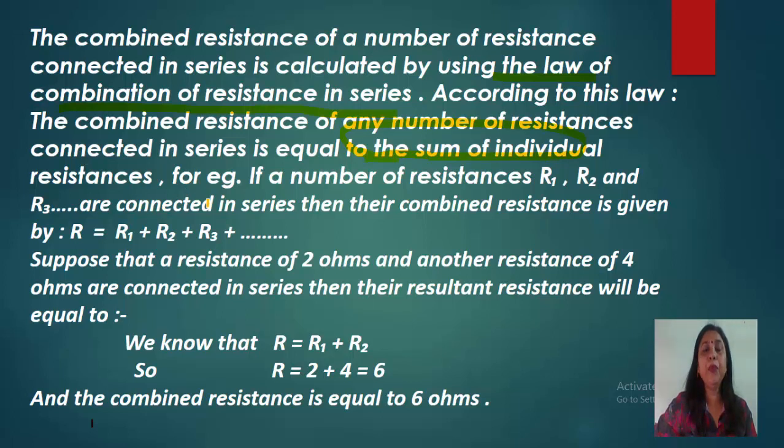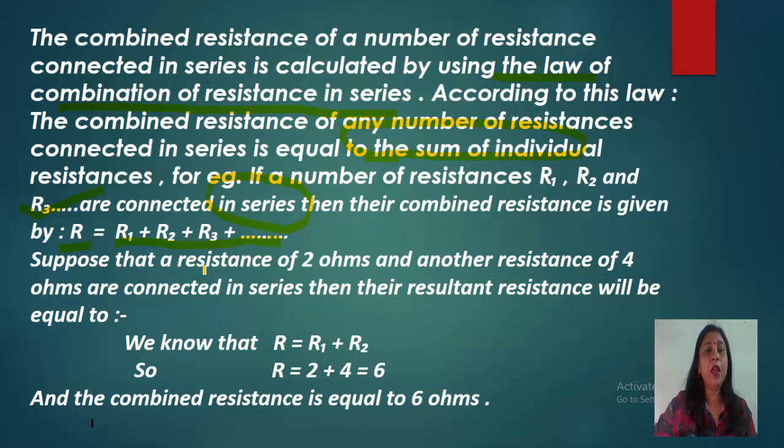For example, any number of resistances R1, R2, R3 and so on can be connected. If they are connected in series, then their combined resistance is given by R, the total or combined resistance, equals R1 plus R2 plus R3 and so on, where these are the individual resistances.